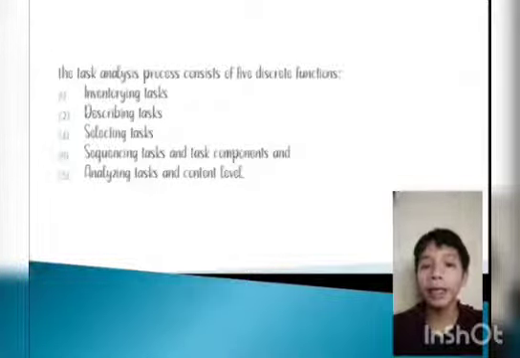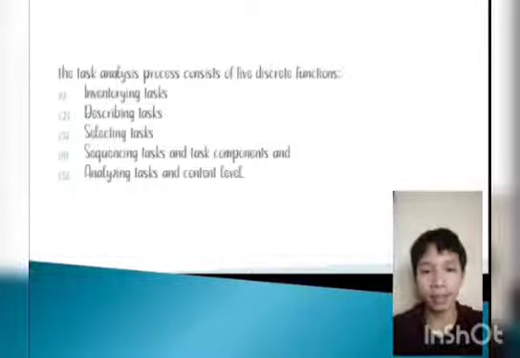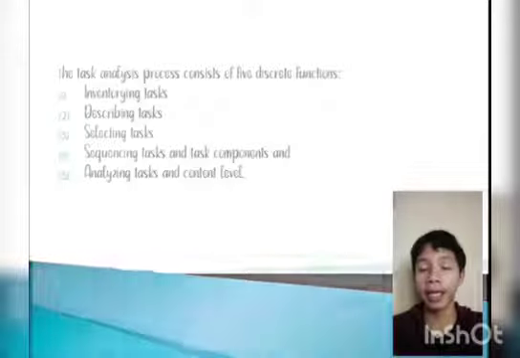They assert that the task analysis process consists of 5 discrete functions. 1. Inventorying tasks. 2. Describing tasks. 3. Selecting tasks. 4. Sequencing tasks and task components. And 5. The last, analyzing tasks and content labels.